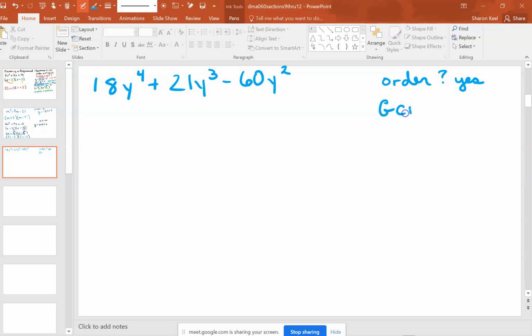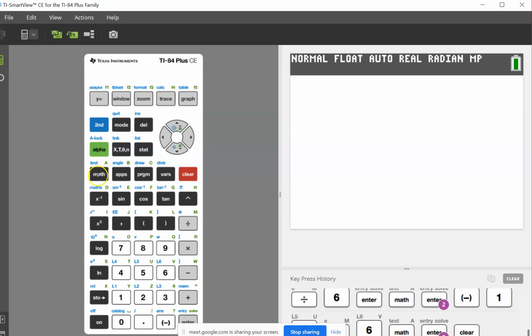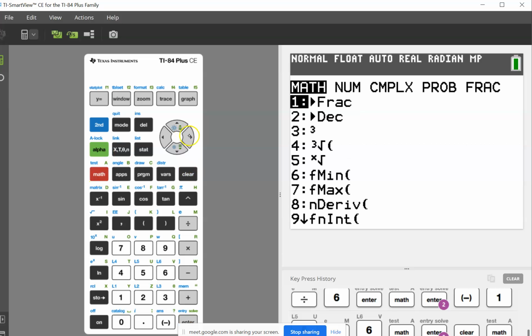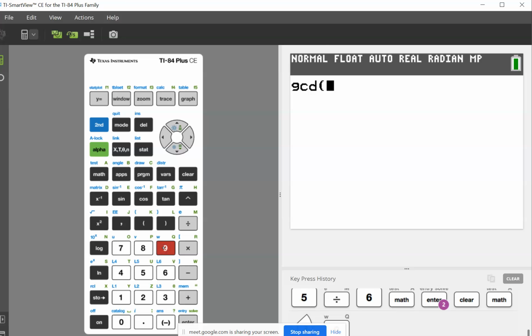Is there a greatest common factor? The previous ones did not have a common factor. This one does have a greatest common factor. Our numerals are 18, 21, and 60. Let's take a moment and review how we found those using the calculator. If I come back to my calculator, I do math, arrow right to number, and choose number 9, GCD, which is for the greatest common factor.